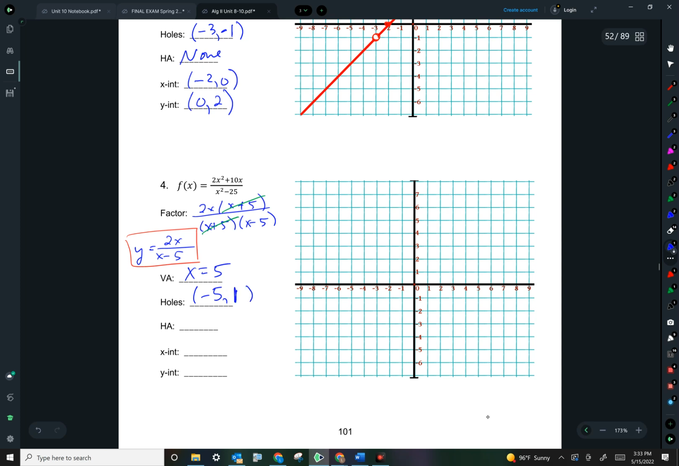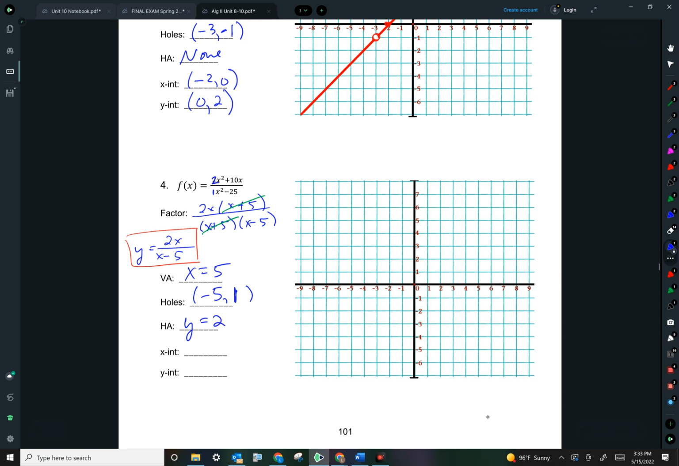So 1. Horizontal asymptote, compare the degree at the top and the bottom. Do you see that the degree is the same? Again, it doesn't matter which version you look at, the original or the simplified. The degree is the same. So if I look at the coefficient, the leading coefficient is going to be 2 over 1. So horizontal asymptote, y equals 2.